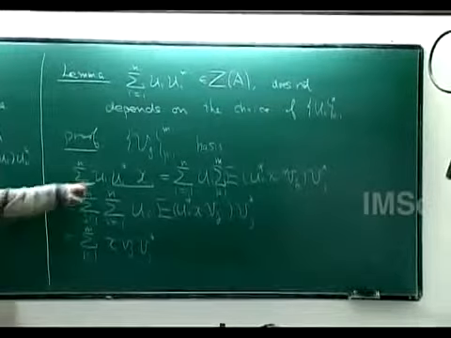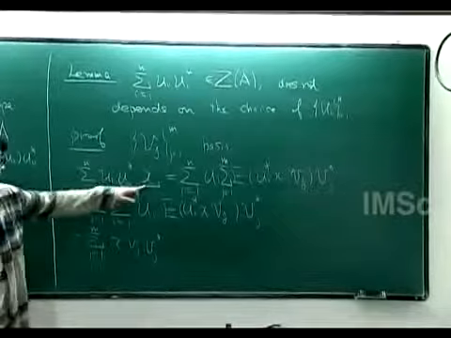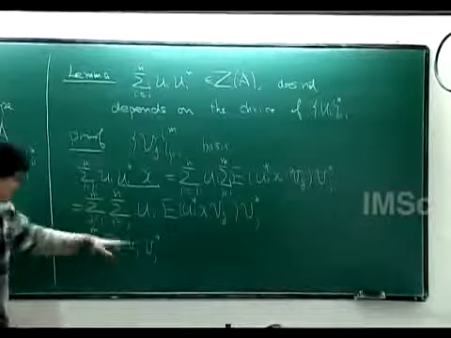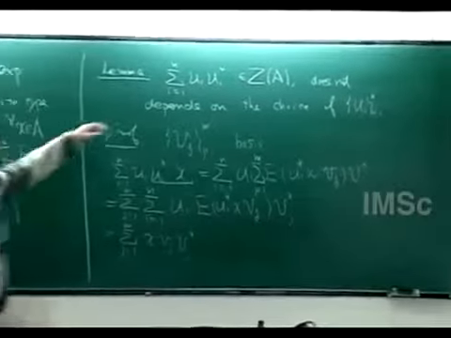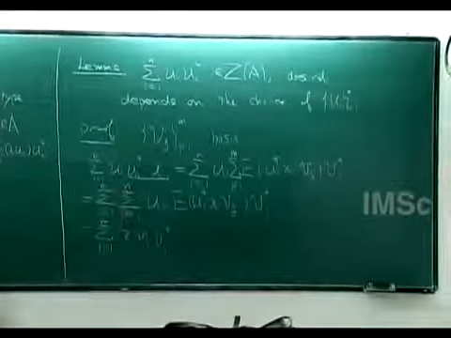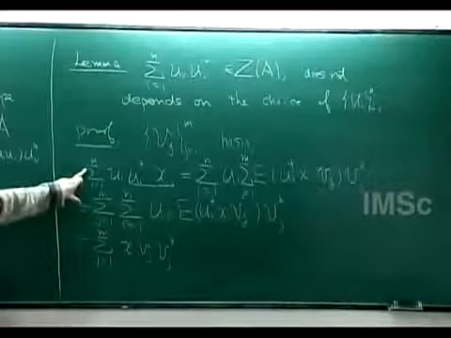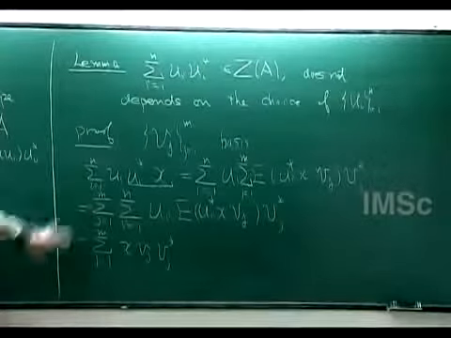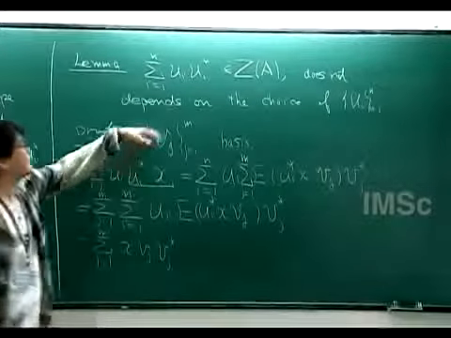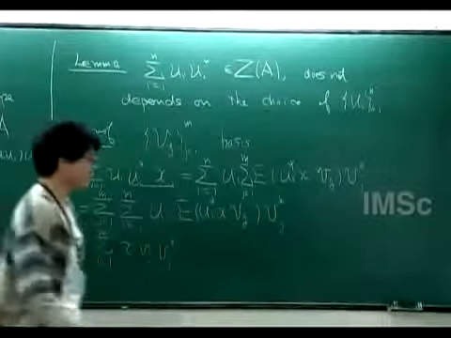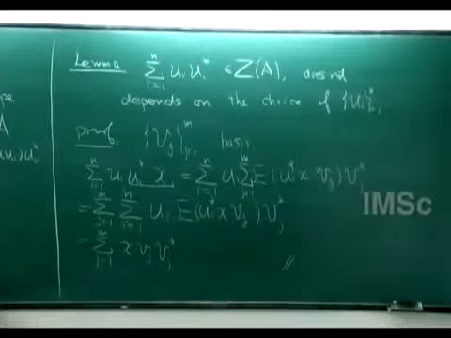If you put x equal to 1, then it means that this summation is the same as the summation here. So this element doesn't depend on the choice of basis. And once you know that, then this equality means that this summation is in the center of A. Okay. It's a really easy computation.